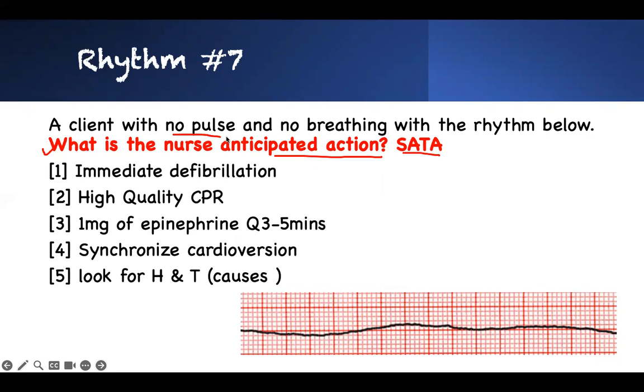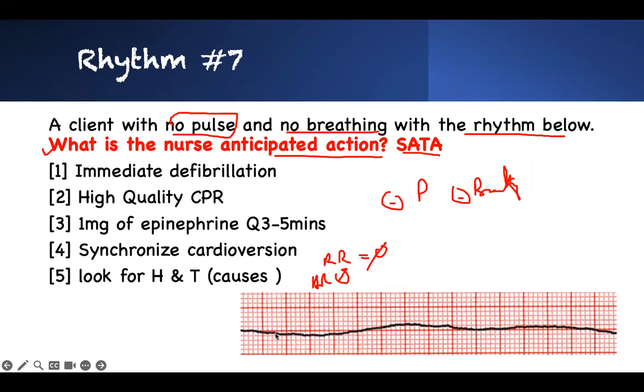A client with no pulse, no breathing, with the rhythm below. No pulse, negative breathing, and I have this. What do you see? The same thing. We got to calculate the RR interval. Do you see any RR? No. Can you calculate this rate? No, can't calculate that. Do you see any P wave? No. Do you see any QRS? No. That means we just have a flat line.